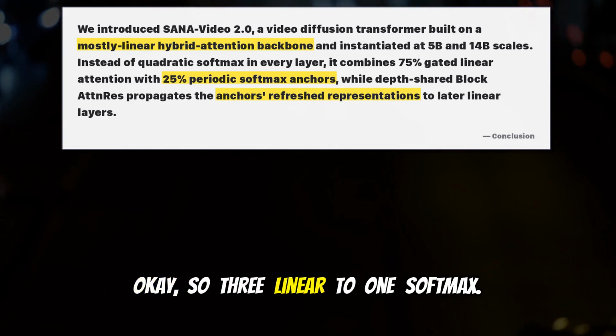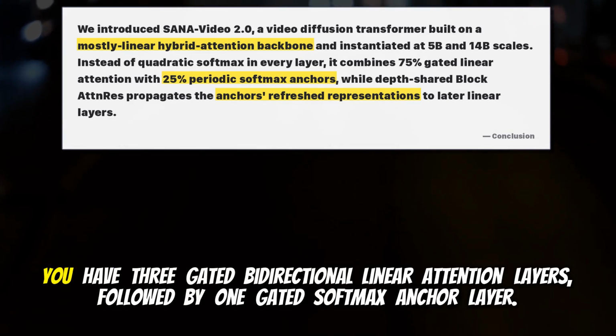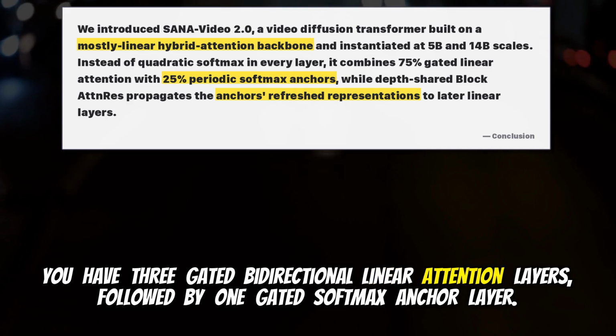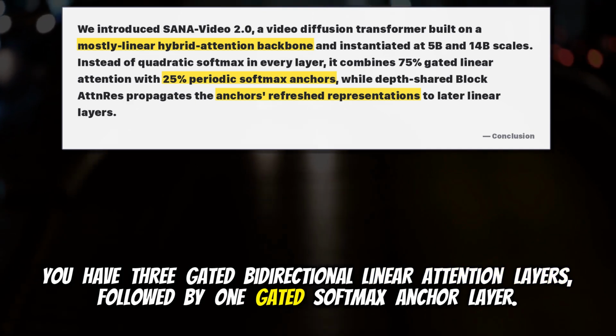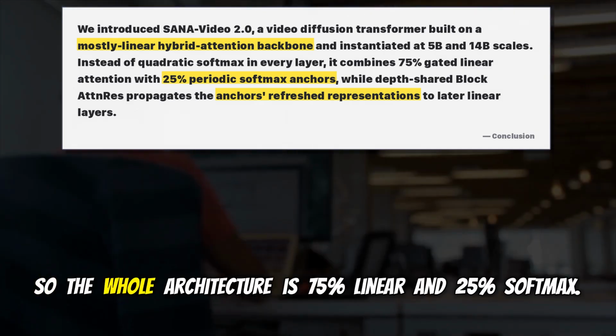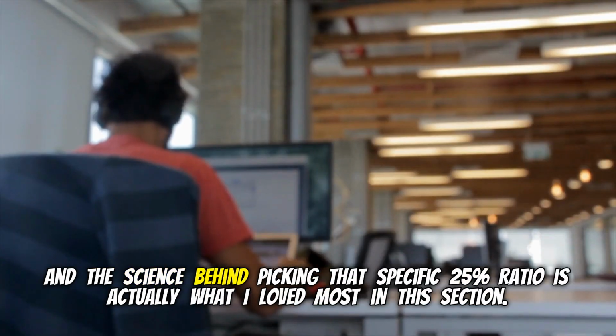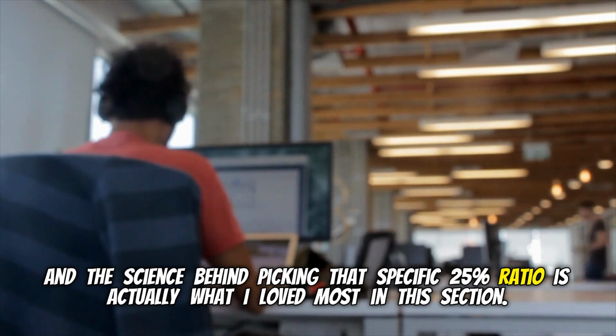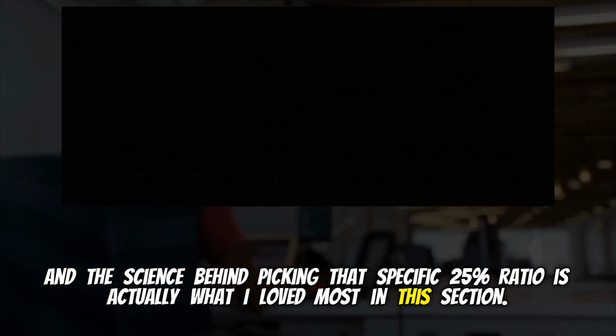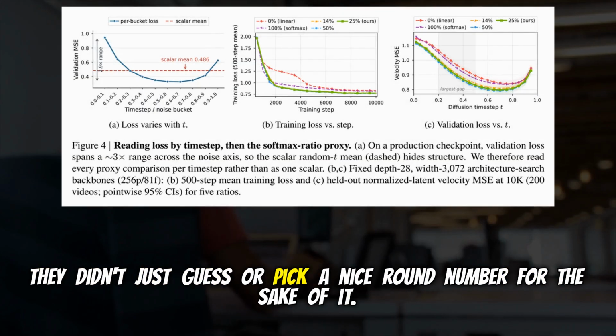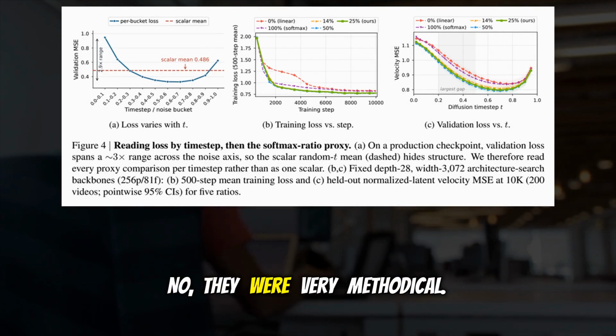Okay, so 3 linear to 1 softmax. Exactly. You have 3 gated bidirectional linear attention layers, followed by 1 gated softmax anchor layer. So the whole architecture is 75% linear and 25% softmax. And the science behind picking that specific 25% ratio is actually what I loved most in this section. They didn't just guess or pick a nice round number for the sake of it. No, they were very methodical.